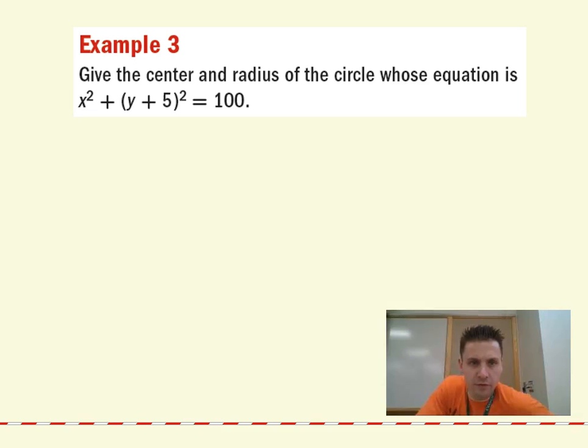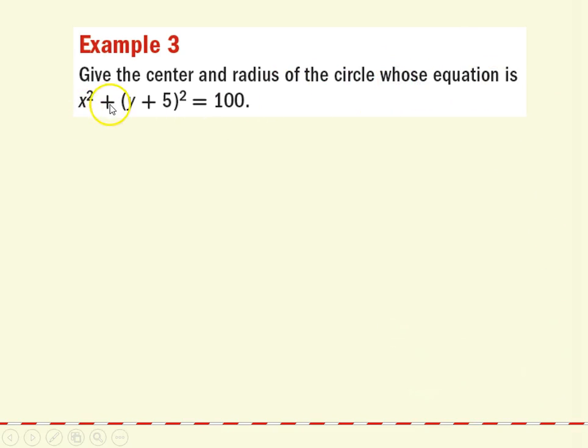In this example, we have to give the center and the radius of the circle whose equation is x squared plus the quantity y plus 5 squared equals 100. So in the general form of an equation for a circle, you'll notice that we just have x squared. We don't have x plus or minus a value here, so it's not maybe clear what that x coordinate of the center is.